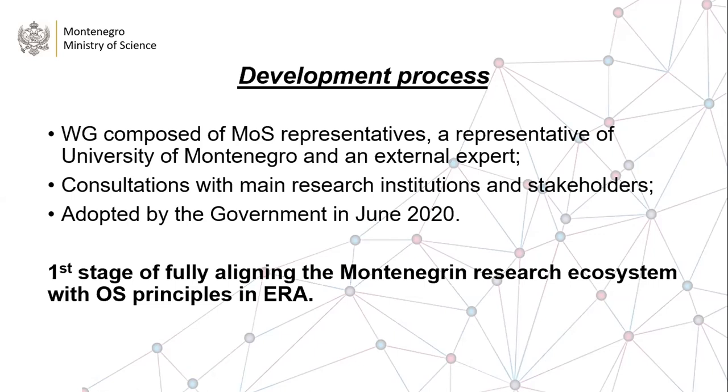In this process, we also carried out consultations with main research institutions and stakeholders in the country. This was also very important as it allowed us to identify their perception of the matter and the challenges they have faced in practicing open science. It also helped us a lot to better shape and improve the overall document. After extensive work, the program was sent to the government and finally adopted in June 2020. For us, this was an important milestone, although it is just the first stage of fully aligning the Montenegrin research ecosystem with open science principles in the European research area.